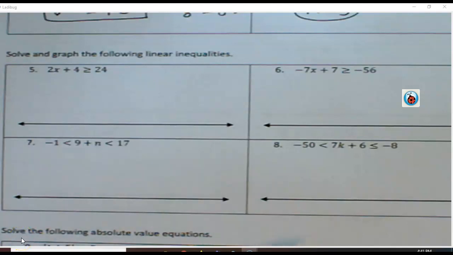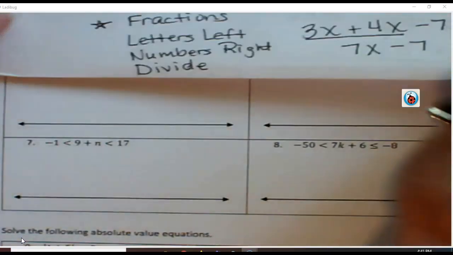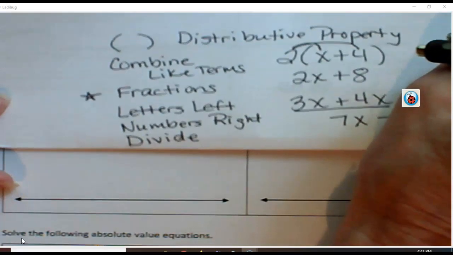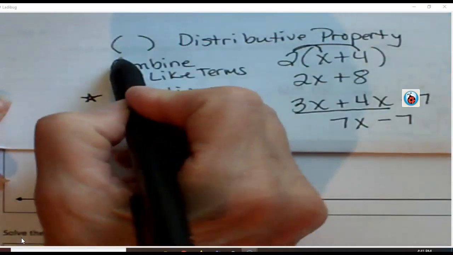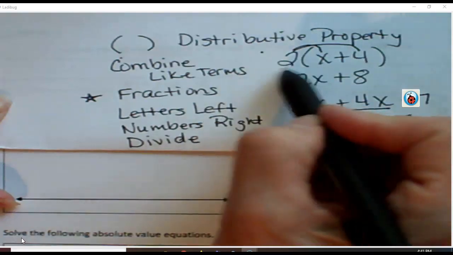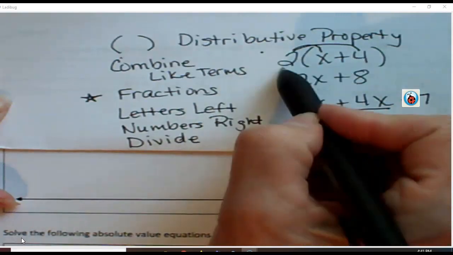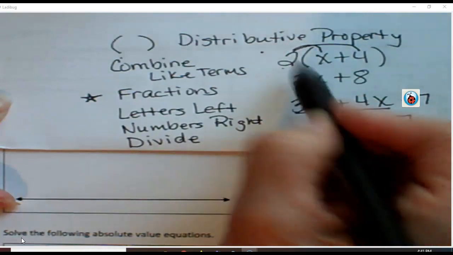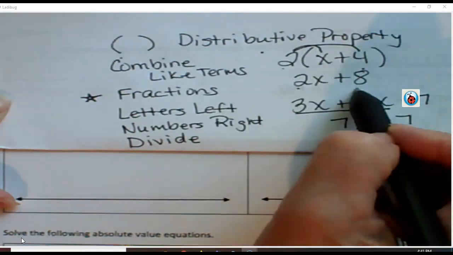Okay, this is 4 problems of the linear inequalities. So we do the same steps that we did on solving equations. These 4 right here. Okay, well, they're not 4, there's a little bit more than 4. First thing you want to do is look for parentheses. If you see parentheses, you're going to use the distributive property. So an example of distributive property is 2 times x plus 4. You distribute the 2, so it's 2x plus 8.